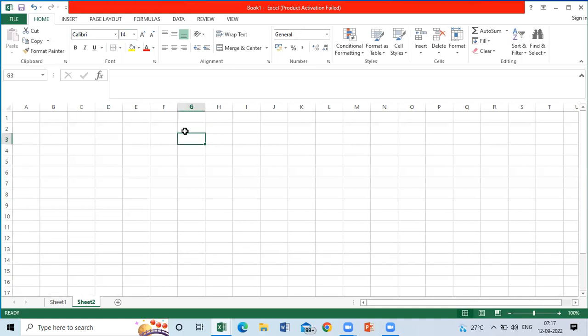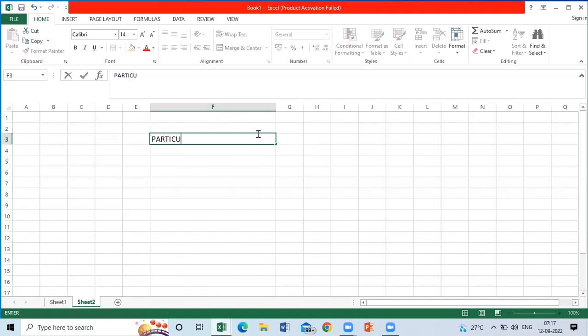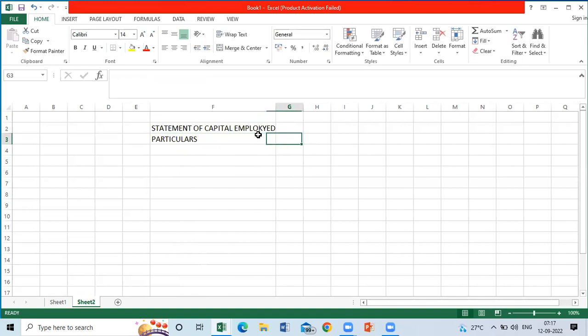It's very simple. We take all the assets. From those assets, we subtract all the external liabilities. I talked about it. What are external liabilities? This will be called the statement of capital employed. Particulars, rupees and rupees. Then I'll take all the assets.